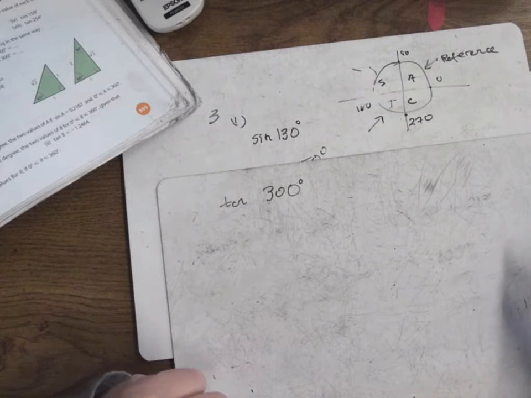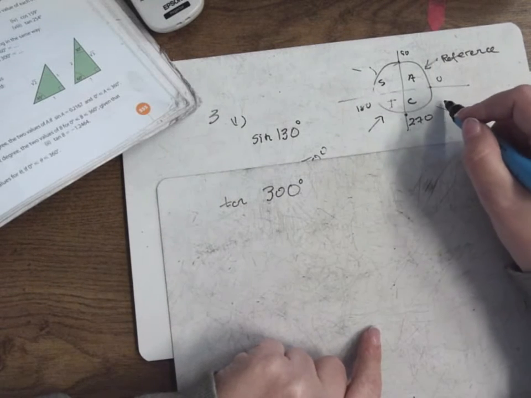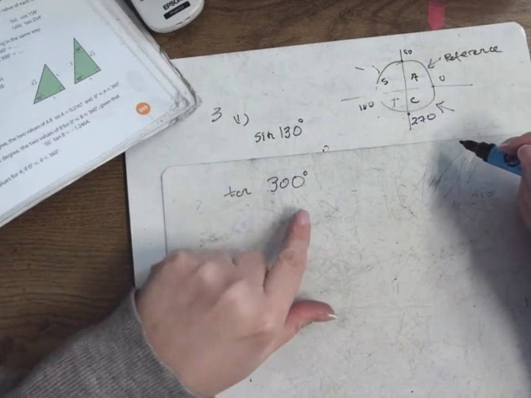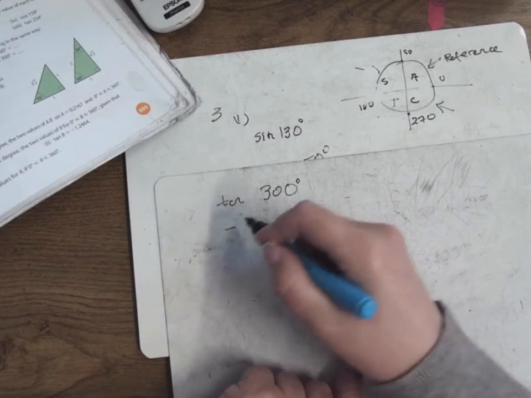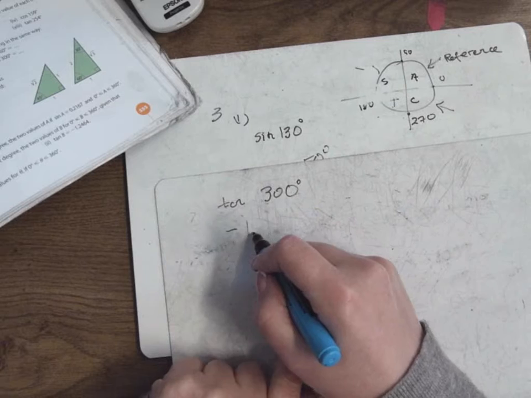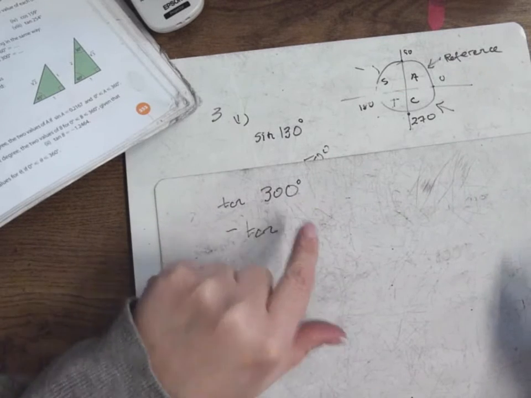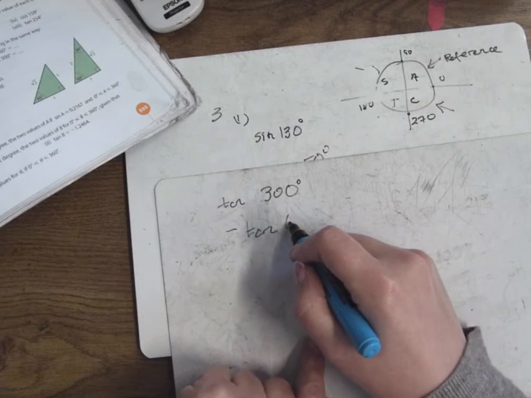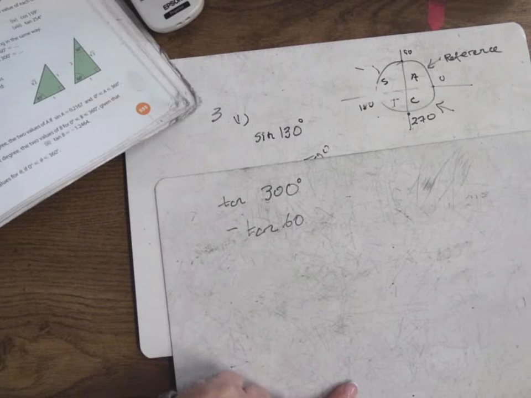Is that right? Okay, so tan of 300, 300 would be in here, wouldn't it? Is tan of 300 positive or negative? Negative, because the only one that's positive in here is cos. So it's negative tan. What's your reference angle? This time you have to use 360. So 360 take away 300 is 60. That's my answer. Is that all right? Okay.